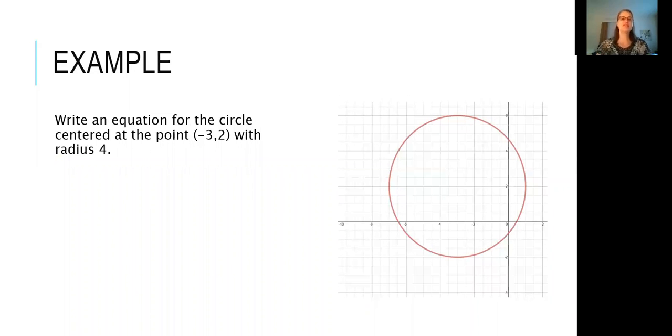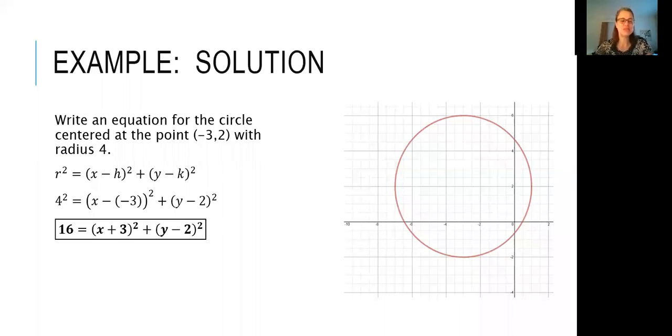Let's write the equation for a circle that is centered at the point -3, 2 with radius 4. See if you can do this. Go ahead and pause the video here and take a stab at it based on your notes. All right, I'm going to go ahead and give you the answer.